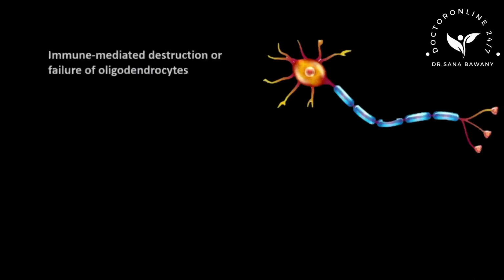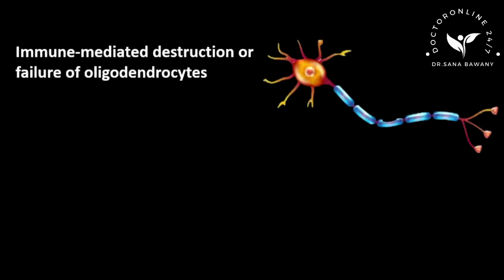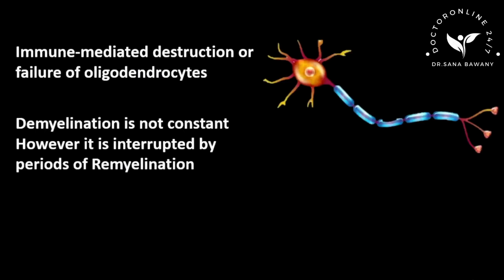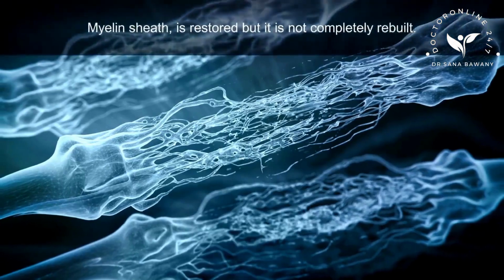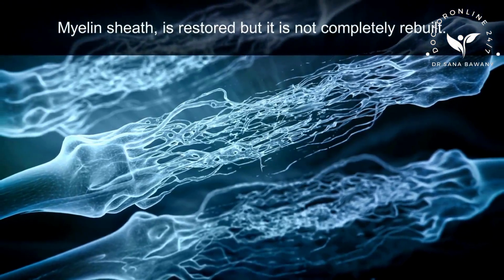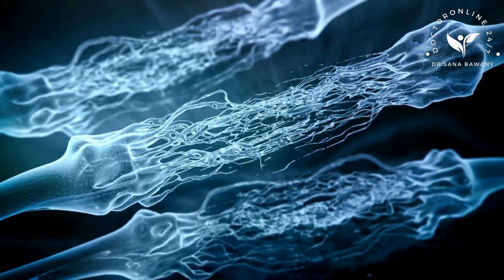The exact reason this happens is not clear, but it is thought to be immune-mediated destruction or failure of oligodendrocytes, the myelin-producing cells. The demyelination is not constant, however. It is interrupted by periods of remyelination, where some of the myelin sheath is restored but it is not completely rebuilt.